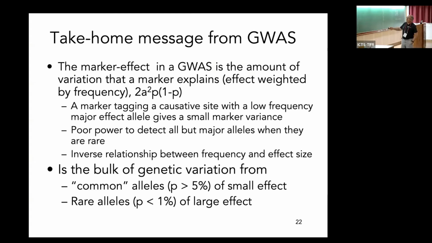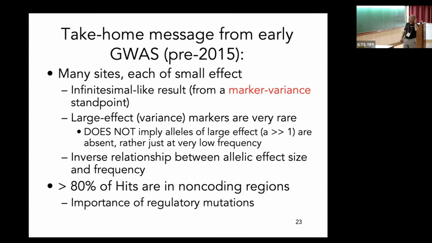A question of concern we'll talk about a fair bit is whether the bulk of variation is due to common alleles, 5% or more, of small effect, or rare alleles of large effect, because we can't tell by simply looking at these variances. We have to pick the pieces apart. So the take-home message from the early analysis: infinitesimal-like, with each marker contributing a small variance.